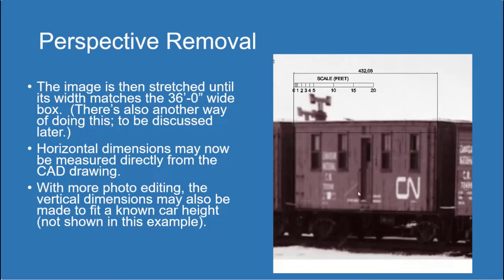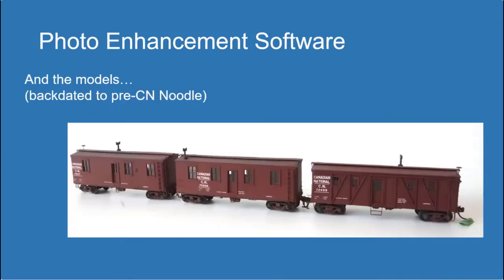And with more photo editing, I could have fixed the vertical dimensions as well, which I didn't show in this example. So here's the models I made. The first two on the left are scratch-built, homemade one-piece resin cast bodies with Tichy windows, microscope slide cover glass. And the right is a kit by Brian Pate that I cut in with windows and also Tichy. All the hardware is scratch-built except the trucks and smokestacks.